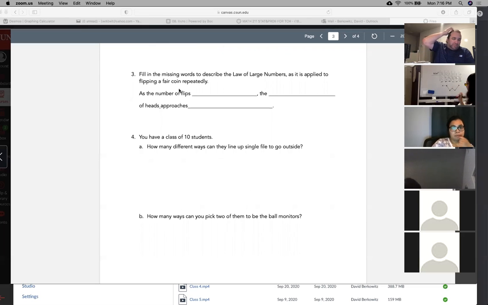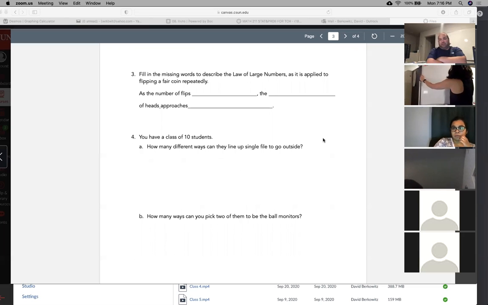Question 3, fill in the missing words to describe the law of large numbers as it is applied to flipping a fair coin repeatedly. Yeah, Victoria, I have you in the mirror. I'll change it when I have a chance. As the number of flips increases, the proportion of heads approaches 50%.